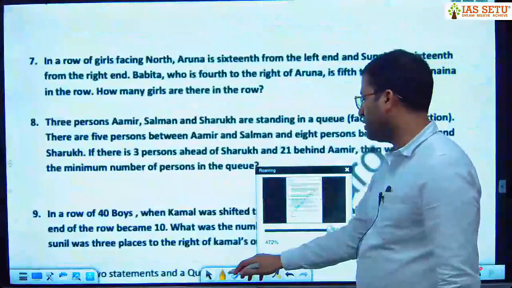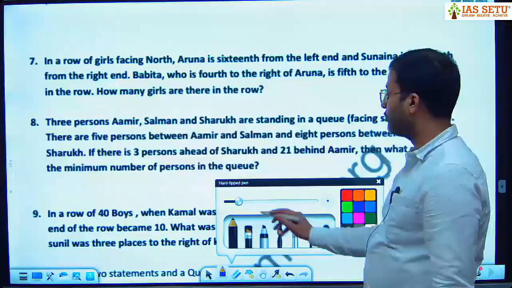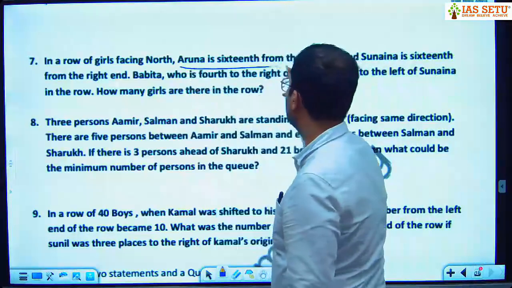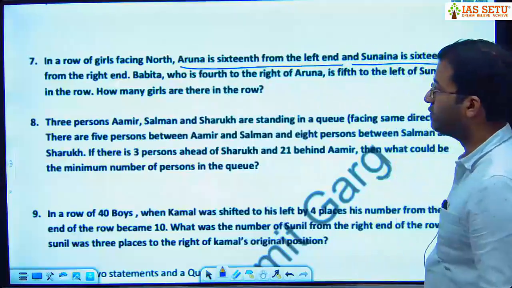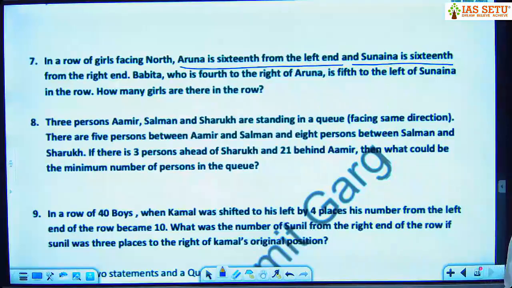In a row of girls facing north, Aruna is 16 from the left hand, Sunaina is 16 from the right hand, Babita, who is 4 to the right of Aruna, is 5th to the left of Sunaina in the row. How many girls are there in the row? You have 2 minutes, solve step by step, try to find how many girls are there in the row.